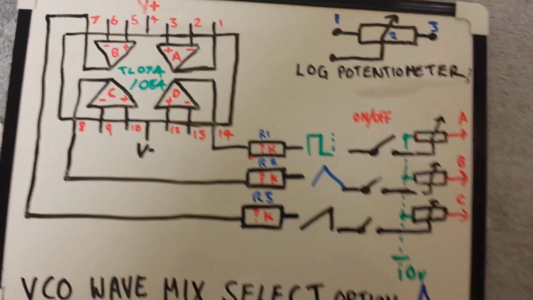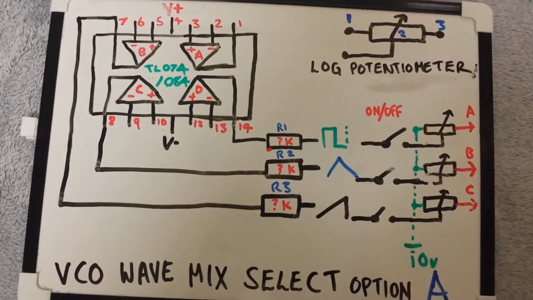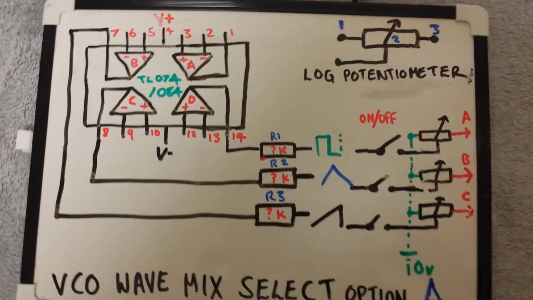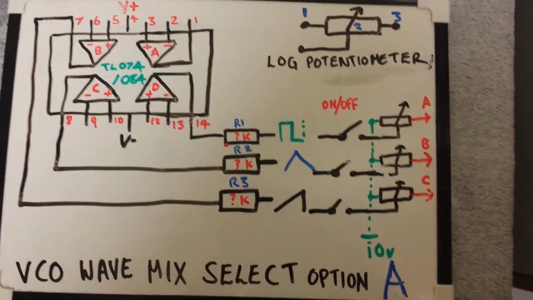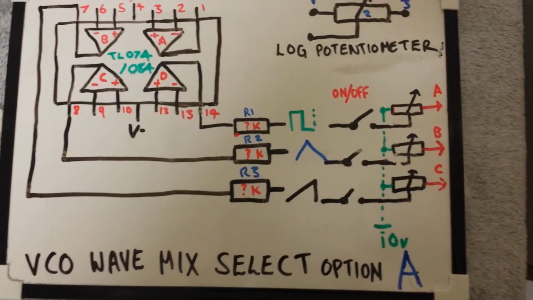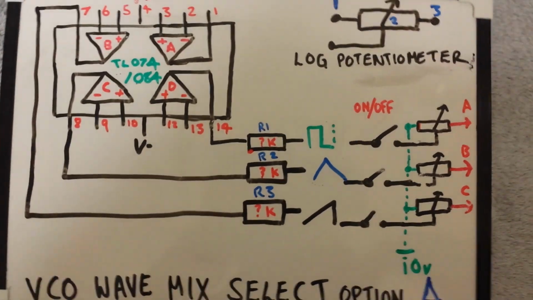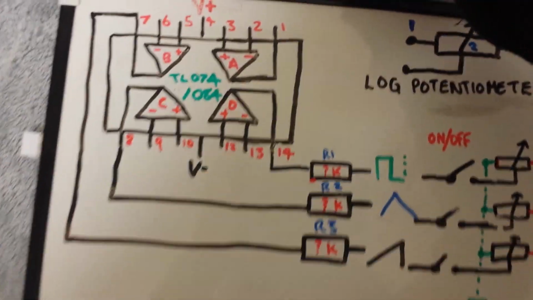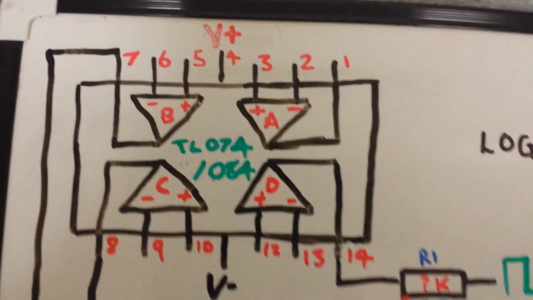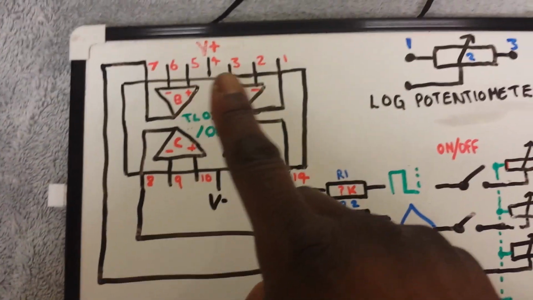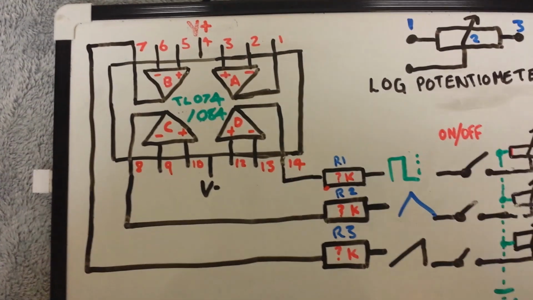Now in this video what I'm going to show you is how we send all our wave shapes from our oscillator to our next stage, which would be the filter. So what we have here, if we look over here, is our operational amplifier, and we can see all the pin out diagram on it.